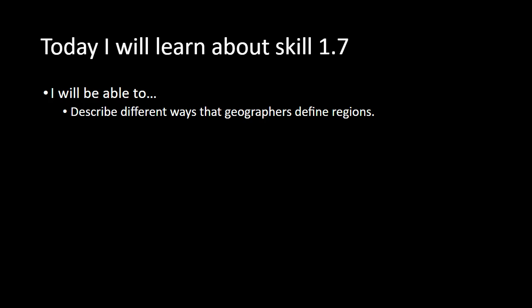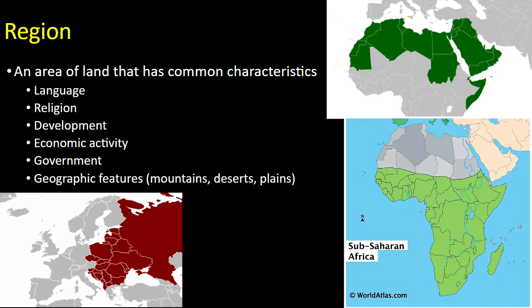So, anyway, today's lesson again is Skill 1.7. And by the end of it, you'll be able to describe different ways that geographers define regions. Last time we talked about regions. Now we're going to get into specific detail. Okay, so what is a region? You're going to hear that word a lot this year. A region is an area of land that has common characteristics.